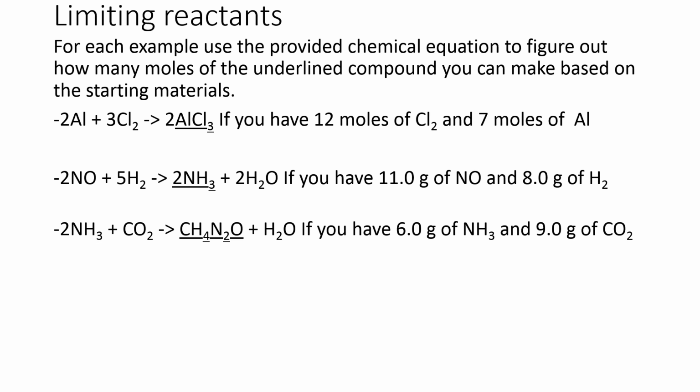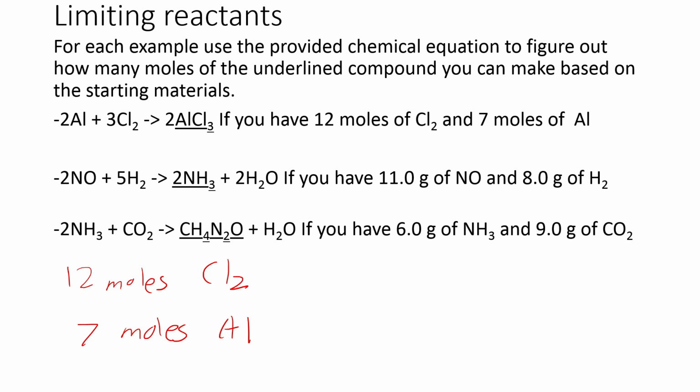Now we're going to have an issue of a limiting reactant. This is where we've got how much we have of two different materials, and we've got to figure out what we run out of. So we're going to start with our first equation, which has aluminum and chlorine going to form aluminum chloride. We're told we have 12 moles of Cl2, and we're told that we have 7 moles of aluminum. And we've got to figure out how much AlCl3 we're going to make.